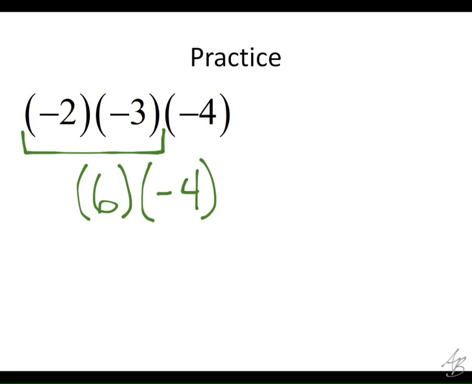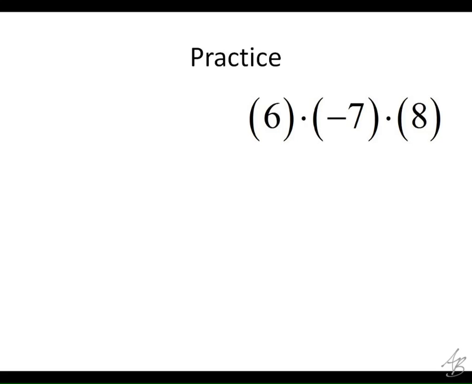Okay, what's 6 times 4? 6 times 4 is 24. Is that going to be a positive 24 or a negative 24? It's going to be negative because a positive times a negative is going to be a negative. Okay, last one. Same thing here. So we're going to just go left to right.